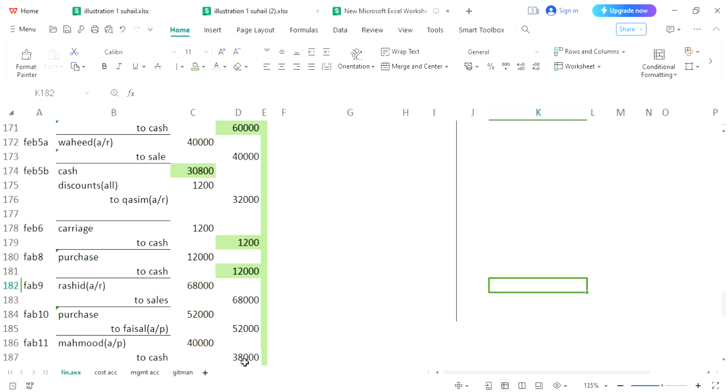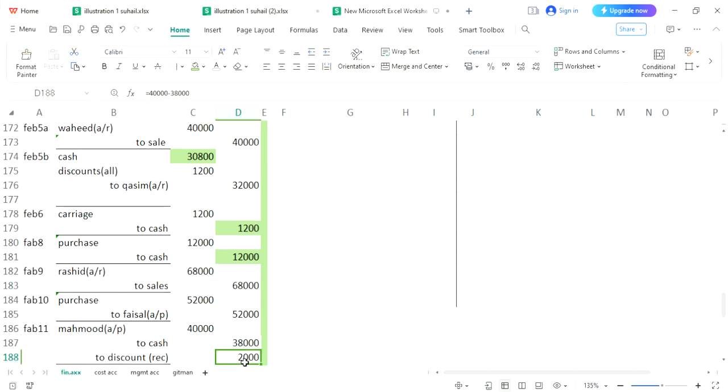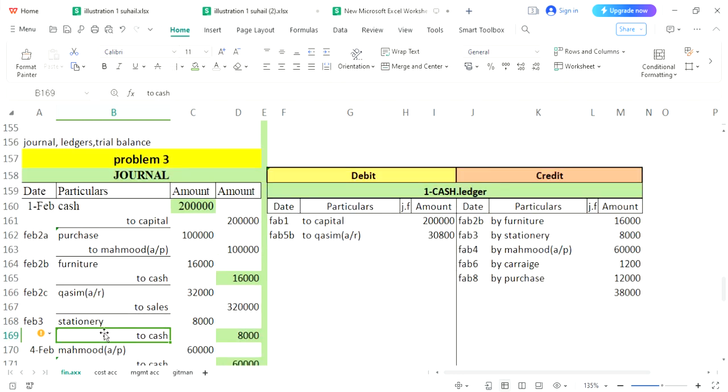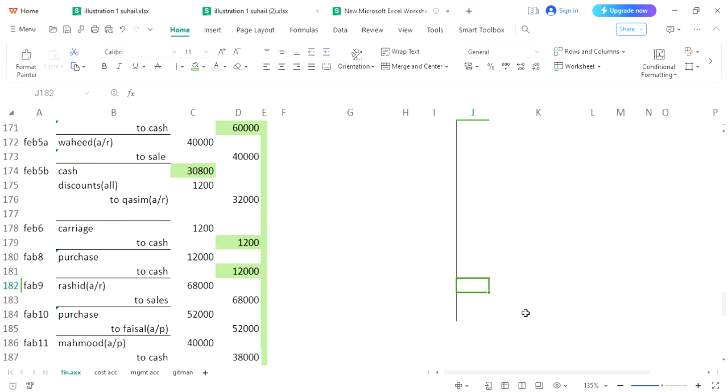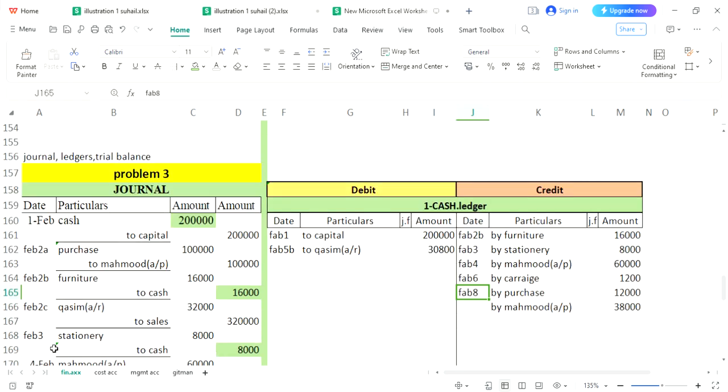This was 38,000 we have found out. Cash was credited by 38,000 and what is written on the opposite side, Mahmood. So Mahmood will be used for the purpose of reference by Mahmood, who was account payable. Let's see for 38,000 what was the date. This was 38,000, you can see over here. February 11 is the date. Put February 11 in date column.